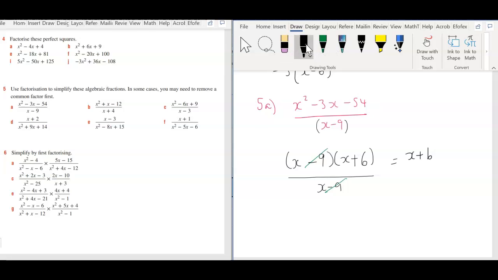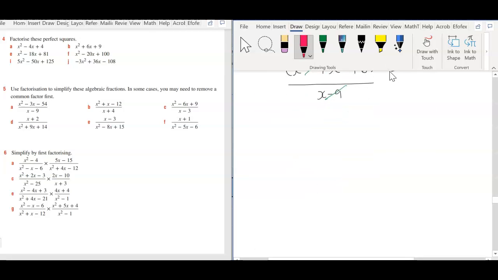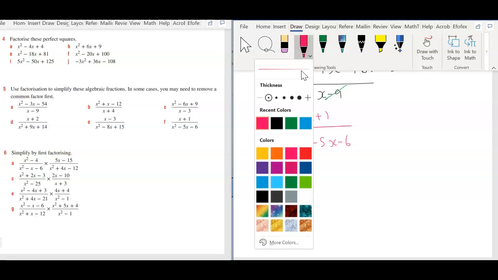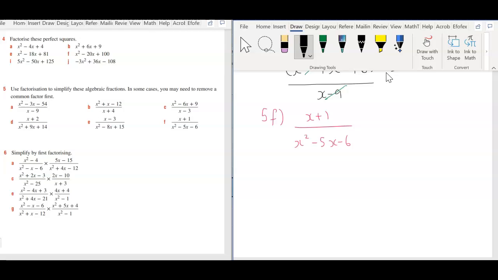All right, let's do one more before we move on to question 6. Let's do 5F. So again, I reckon something's going to cancel out with that x plus 1. Okay, let's get our pens ready. So x plus 1. All right, on the bottom, do your brackets, put your x's in.